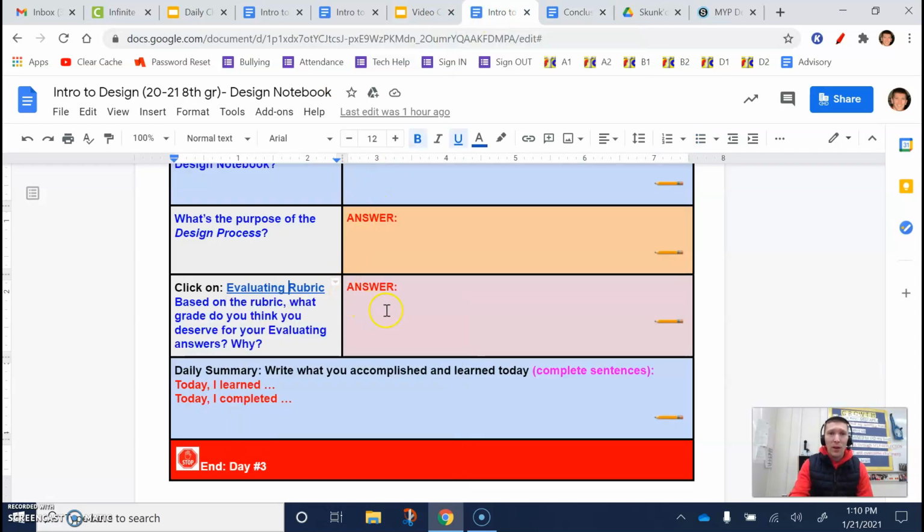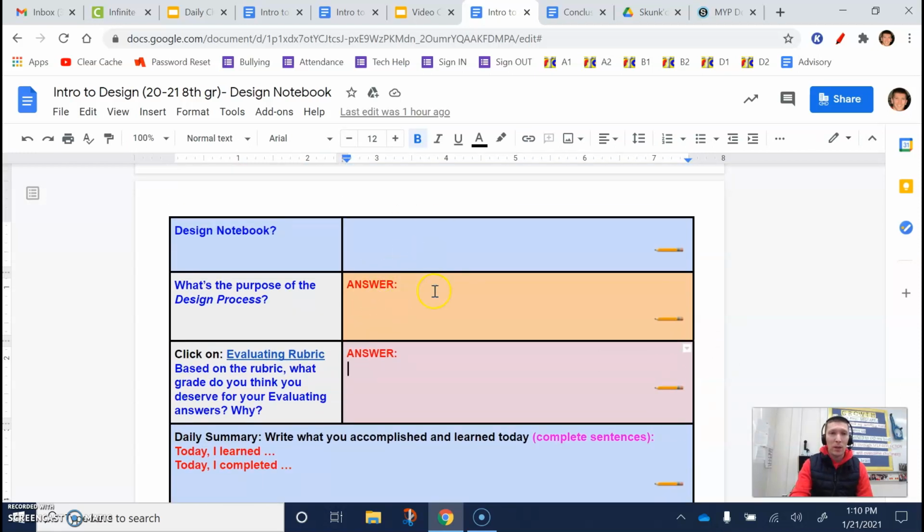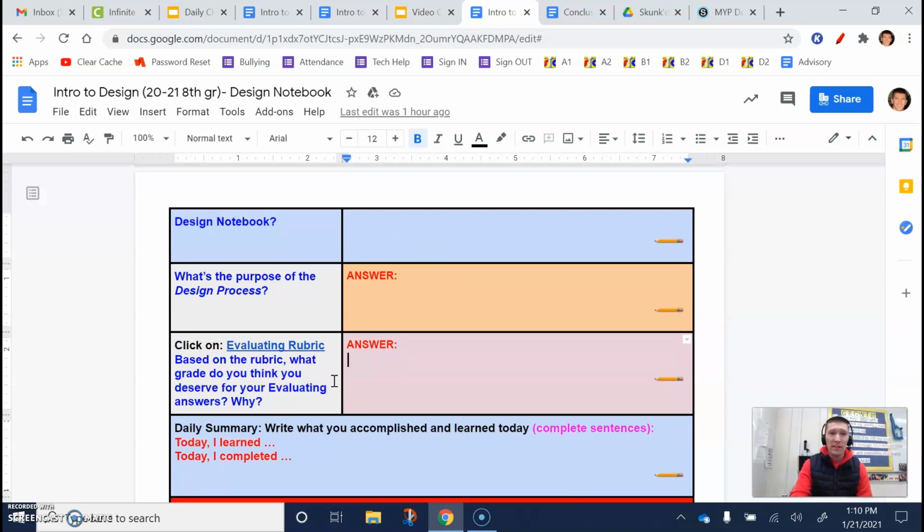So I want you to answer, if you're the teacher right now, what grade would you give yourself on the answers you've written up above here based on this rubric? Okay? So once you're done with that, you are done with your first design notebook, and you can submit it.